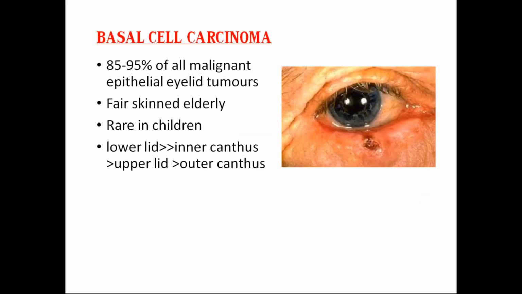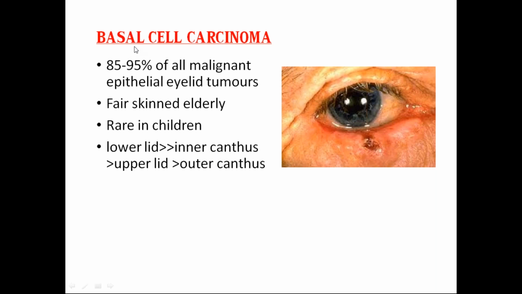Now coming to malignant lesions. Malignant lesions are, as we discussed, basal cell carcinoma and squamous cell carcinoma. First, we will discuss basal cell carcinoma. It is a malignant tumor which is commonly seen. It's also called rodent ulcer. The most common region is the lower lid, then the inner canthus, and the upper lid, and then the outer canthus. So these are the most common sites where it is seen.